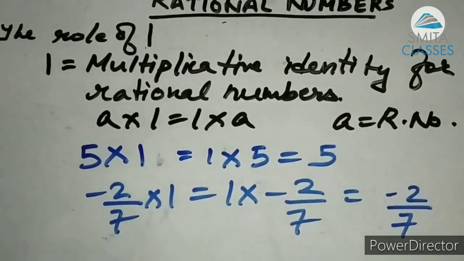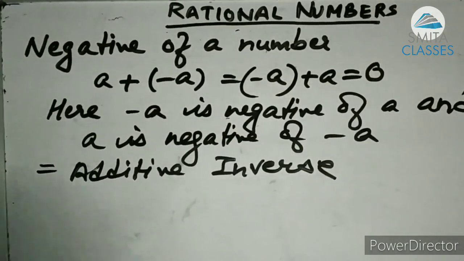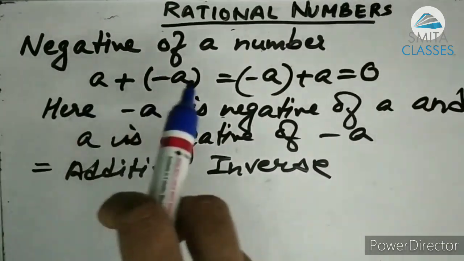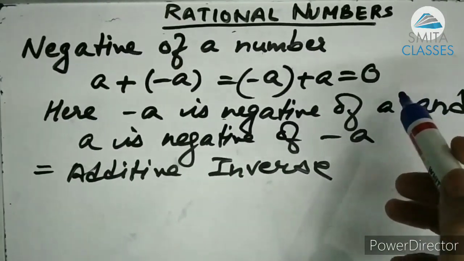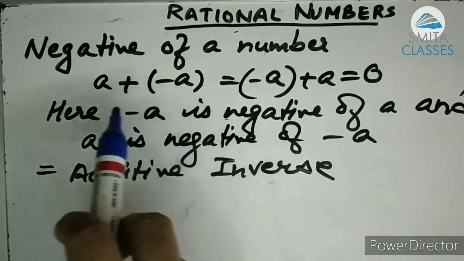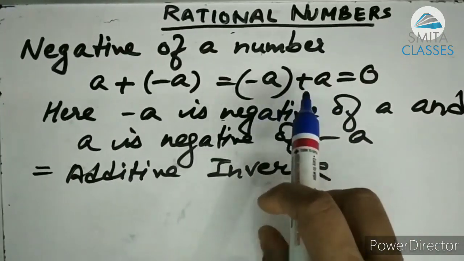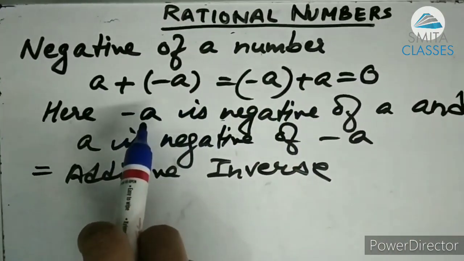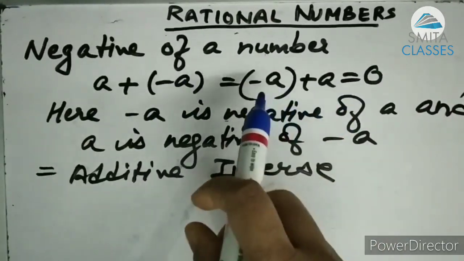Now we will deal with the negative of a number. Suppose there is a number a and we add its minus a to it, then we get the answer as 0. So here minus a is the negative of a and a is the negative of minus a. So we can say that minus a is the additive inverse of a and a is the additive inverse of minus a.